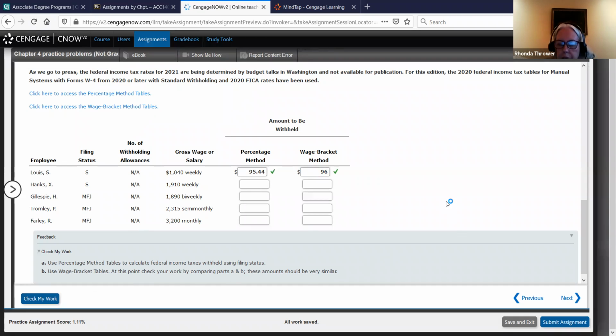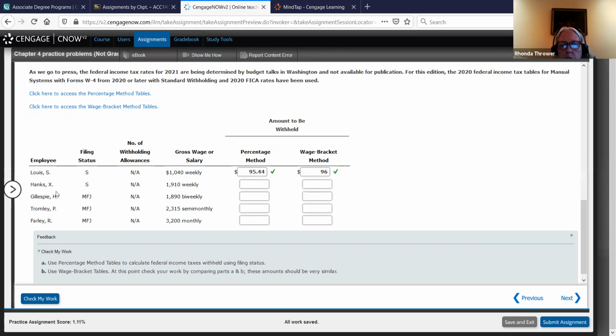So be careful when you're working on these, because that one was hard to see on the table, but just make sure you are on the wage bracket method, single, weekly, salary, and that will give you the correct answer there.